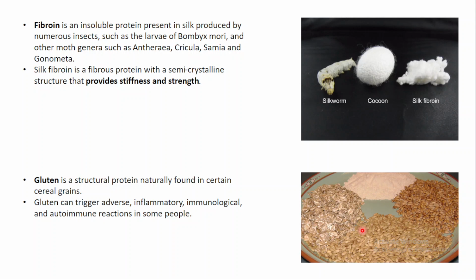So is it clear to the students? We discussed four kinds of proteins. Three of them, albumin, casein, and fibroin, are of animal origin, while gluten is a plant-based protein. So the answer to the question, which of these is plant-based, is gluten.